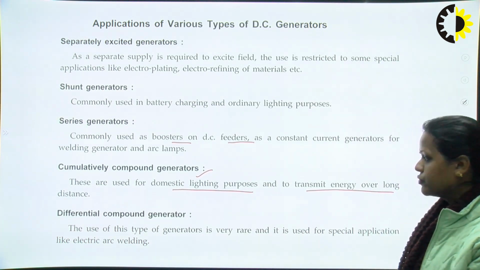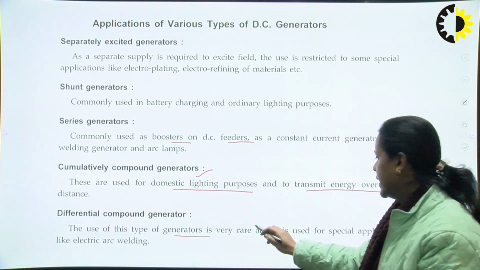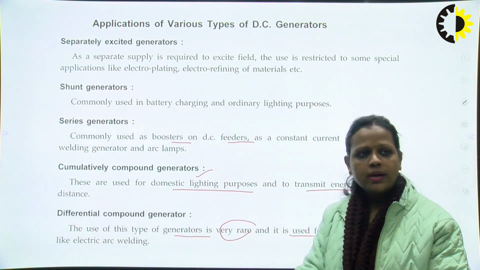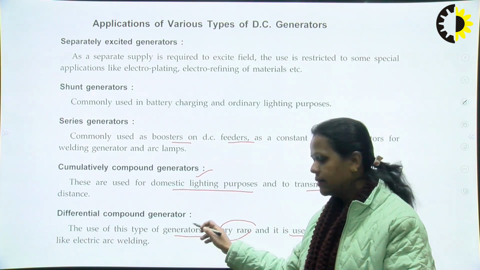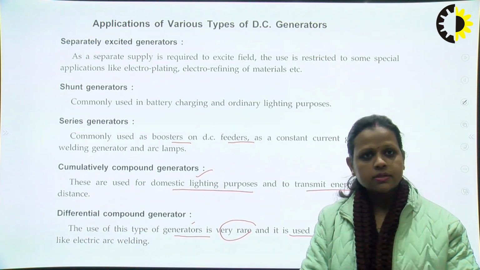It is used for domestic lighting purposes and to transmit energy over long distances. Then the differential compound generator is very rarely used, as it is used only for special applications like electric arc welding. So these are the application areas of these different types of DC generators.